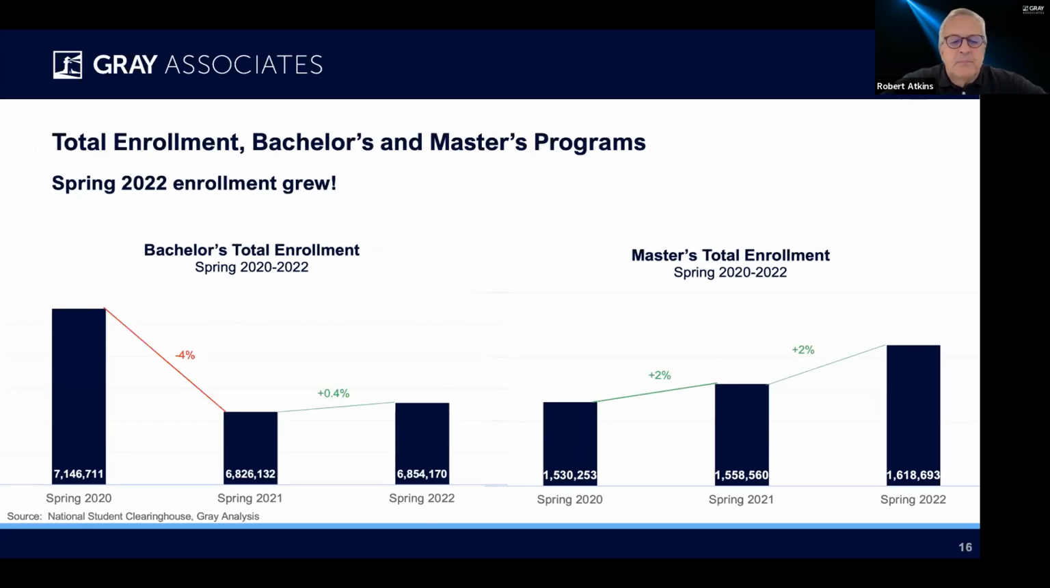Total enrollment is still up though. Students are staying in school, and the growth in enrollment from last year is still flowing through the system. So at the bachelor's level, we're up a tiny bit, 0.4%, and master's level up 2%.